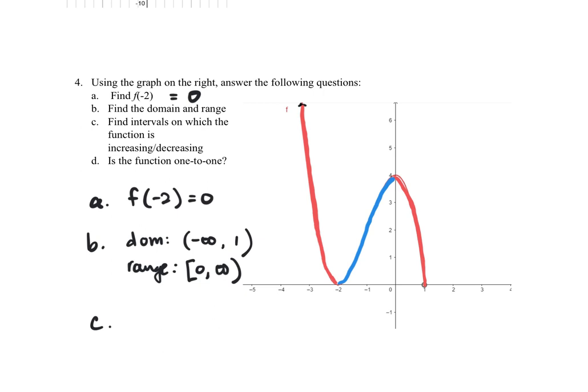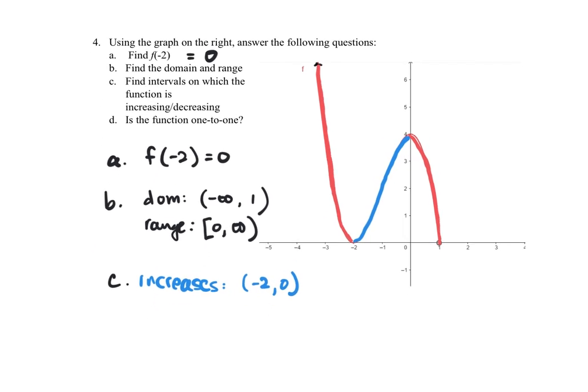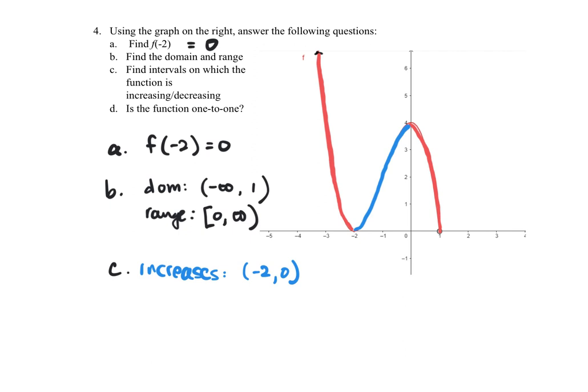And remember, the way you describe this is using x values only. So from x equals negative 2 to x equals 0 is where the graph is increasing. So increase from negative 2 to 0. The graph decreases from negative infinity to negative 2, and again from 0 to 1.